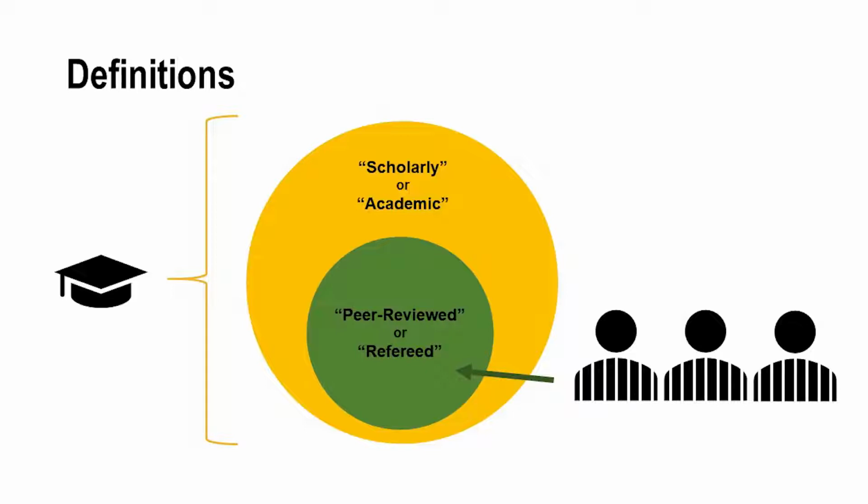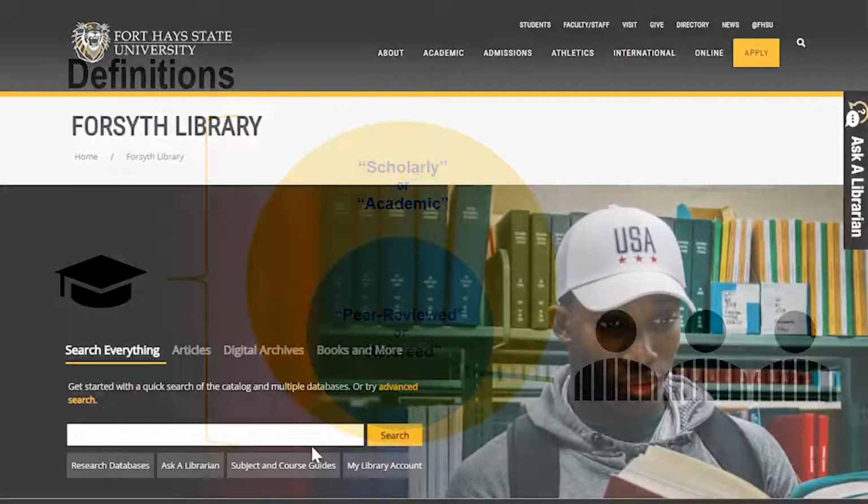The terms scholarly and academic can be used to describe a type of source written by researchers and experts that are intended for other scholars and researchers, but it doesn't always mean that it's been peer-reviewed. Peer-reviewed sources have gone through a specific editorial process and can sometimes be referred to as refereed. If you are ever unsure of your assignment requirements, ask your professor.